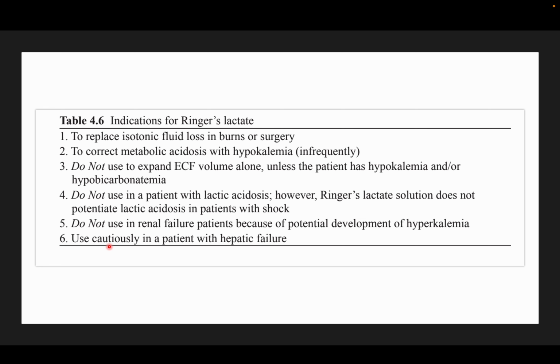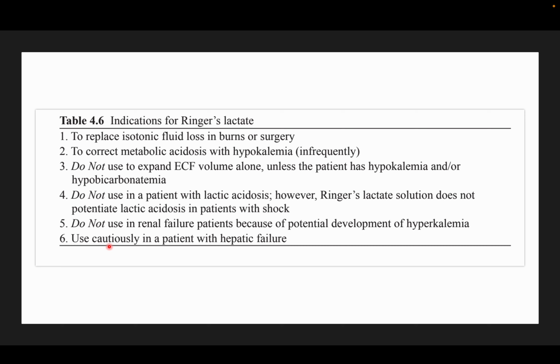So this is more balanced, especially when there are more electrolyte losses, especially in the case of burns or trauma, or like in diarrhea, where there is significant electrolyte loss, especially potassium loss, especially potassium chloride, all are lost in them. You can prefer a ringer lactate solution.